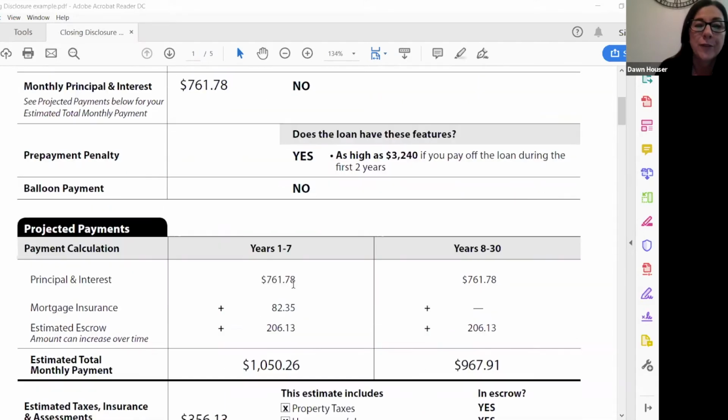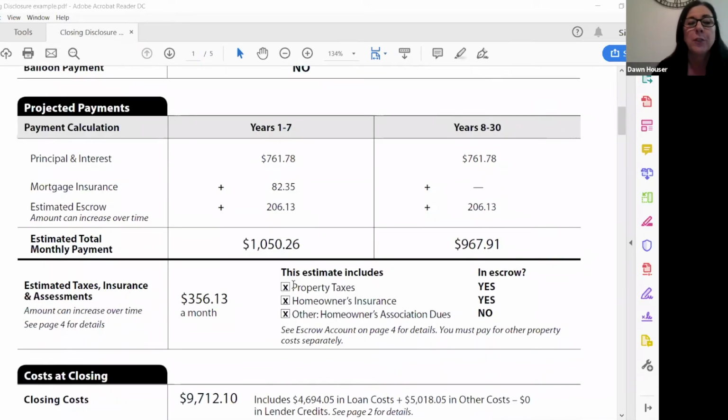So when we scroll down a little bit further, we're giving our projected payments. So in our case here, we do have private mortgage insurance on because they were not putting 20% down. So that mortgage insurance between the first and seventh year is $82.35. And then they're going to have the estimated escrow. So that could be your taxes and insurance. And it gives your total payment of $1,050.26. On the right-hand side, you're going to see years 8 through 30. This is when it drops the PMI because you have enough value in the property. So then their payment does go down from that PMI dropping in the future.